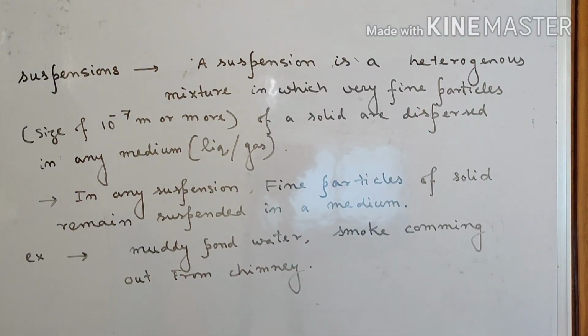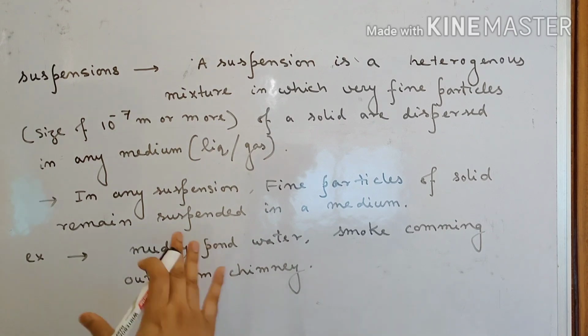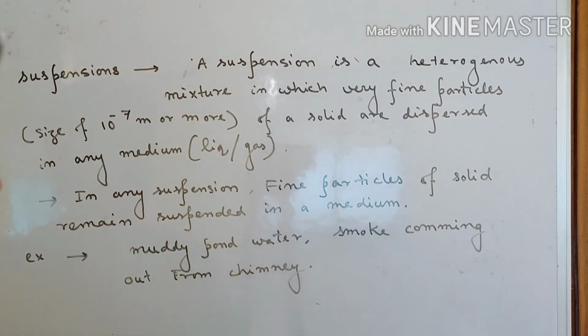You must have seen in these cases, muddy pond water, what happens: small particles of this diameter or more of solid are dispersed in the medium. In this case it is liquid, in this case it is gas. So this is the suspension. Regarding suspension, according to our syllabus, there is not much discussion beyond that, but we are going to discuss colloids, where the discussion will be in a little more detail. Now let us discuss some of the properties of suspension, then we will discuss colloids.